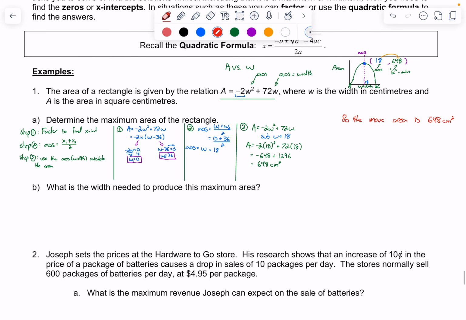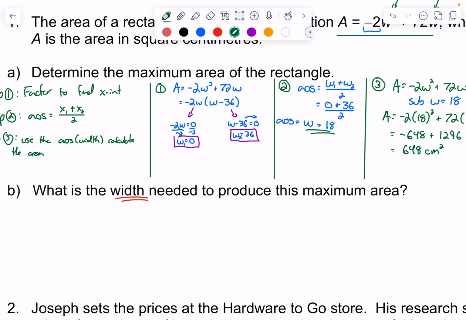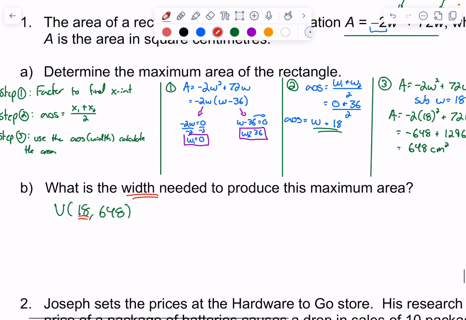What is the width needed to produce this maximum area? Well, if you think about it, this width right here producing the maximum area, that's the x value of your vertex. So the width needed to produce the maximum area, we've already calculated it. It was this value right here. So we have a vertex that has coordinates 18 and 648. That is this value right here. That's what this question's asking.